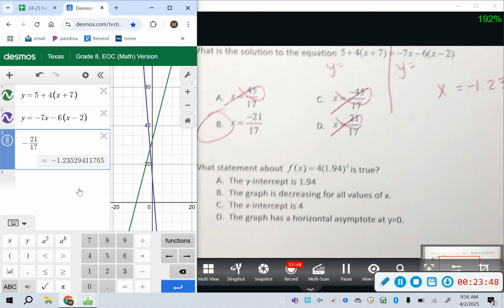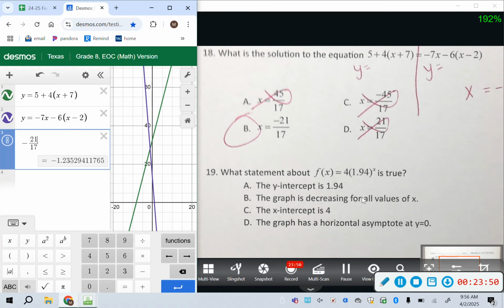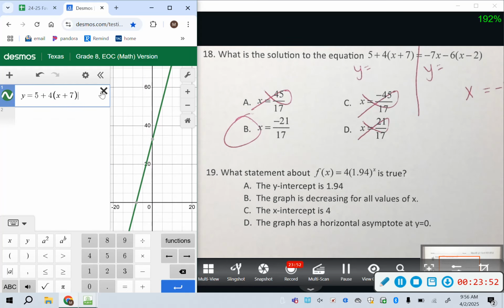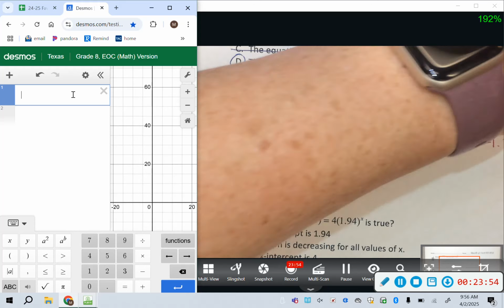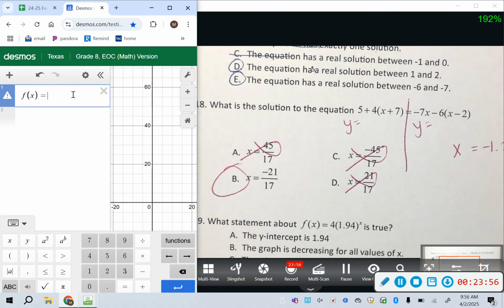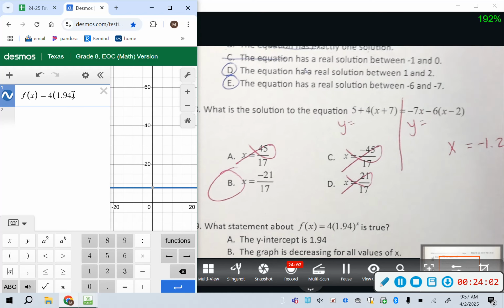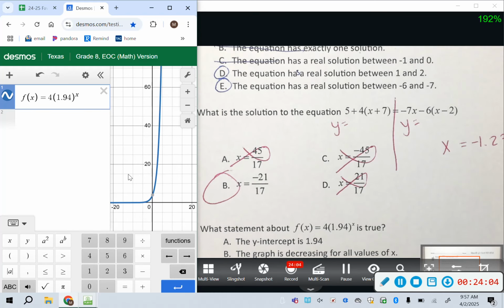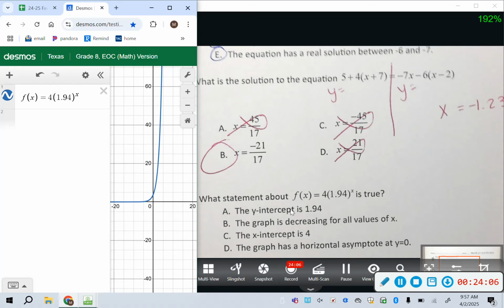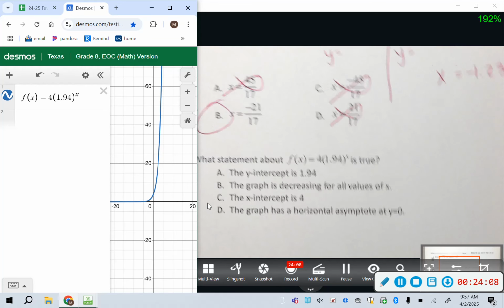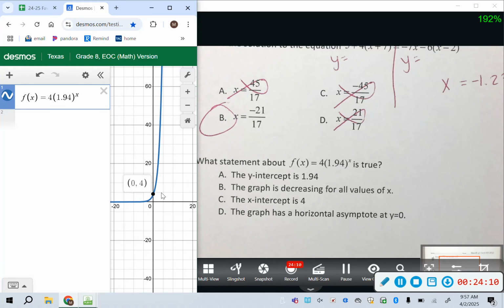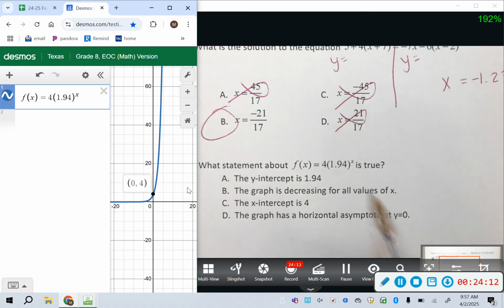Okay, let's look at number 19. It says, what statement about this is true? So let's type it in. We have f of x equals 4 parentheses 1.94 close parentheses all to the x power. So this is what it looks like. Okay, so it says the y-intercept is 1.94. Well, if I click, my y-intercept is 4, so that's wrong.